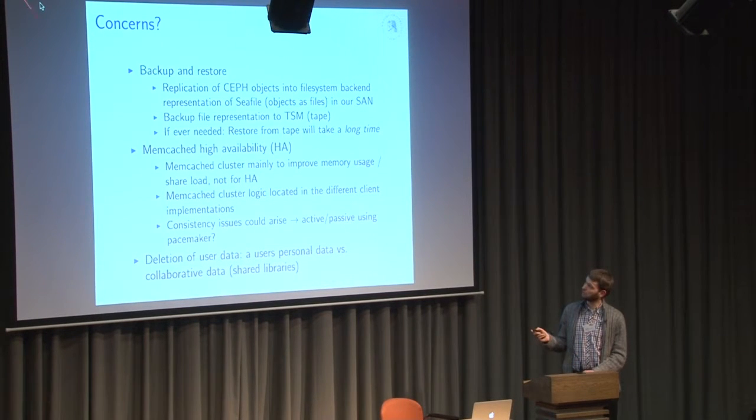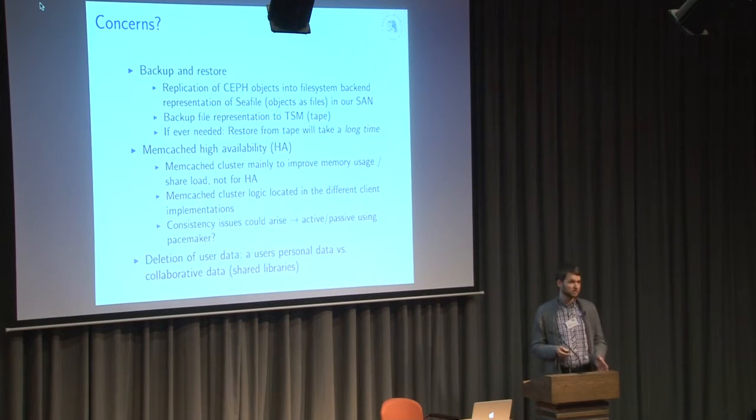At first, backup and restore. We have three copies of each object stored with our cloud storage solution in Ceph, but Ceph could possibly crash. It's kind of a RAID system, if you want. So we are replicating this into a file system backend representation. Each object is a file in our storage area network.